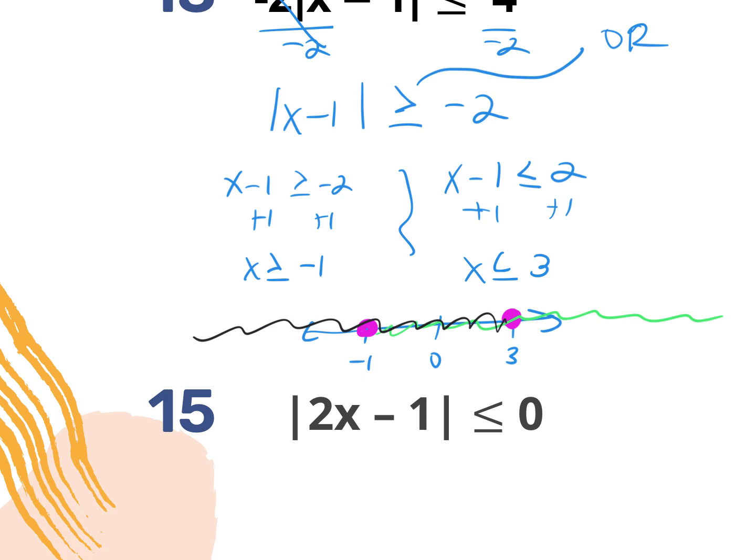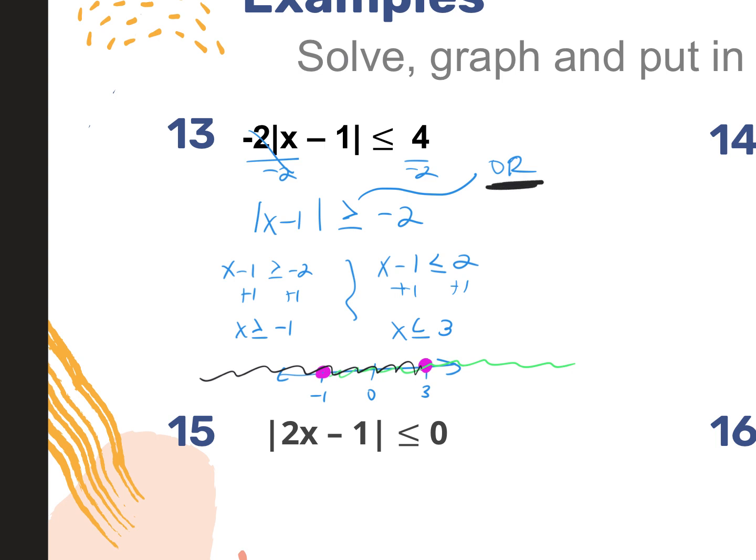Okay, so what's my interval notation? Bracket, -1 to 3. But you guys told me at the beginning that this was an or statement after we got it by itself. So shouldn't it be this or that? What do you guys notice right here? Look at that. Tell me something.